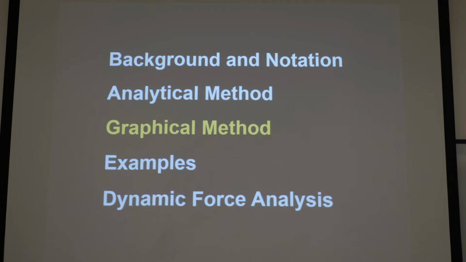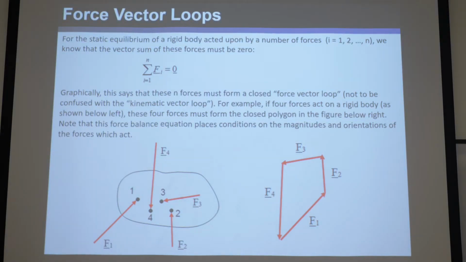Okay. So remember, for the static equilibrium of a rigid body acted upon by a number of forces, say you've got a body that's acting on 1, 2, 3, all the way through n, we know that the vector sum of these forces must be 0.